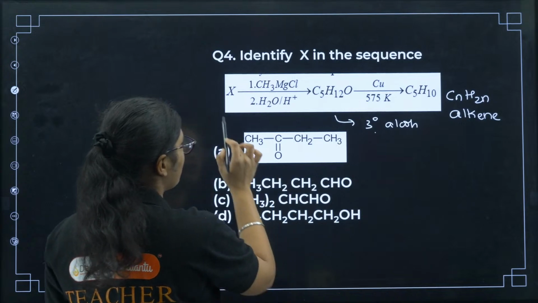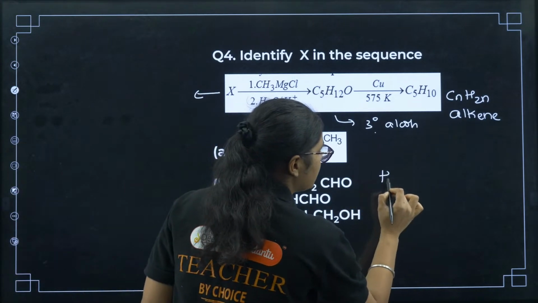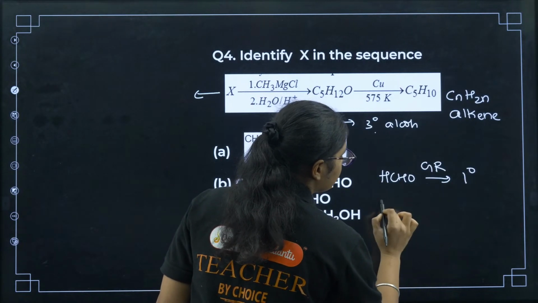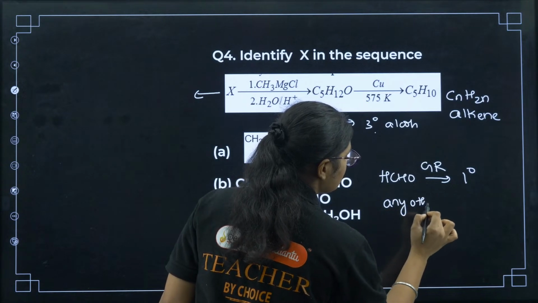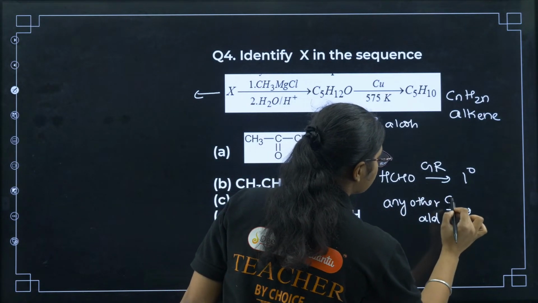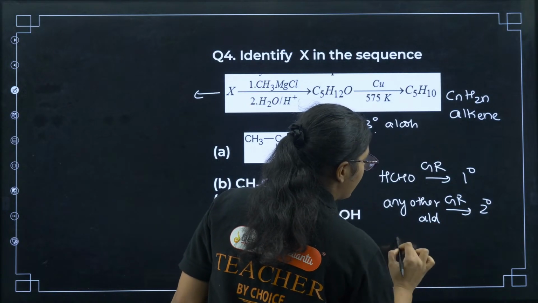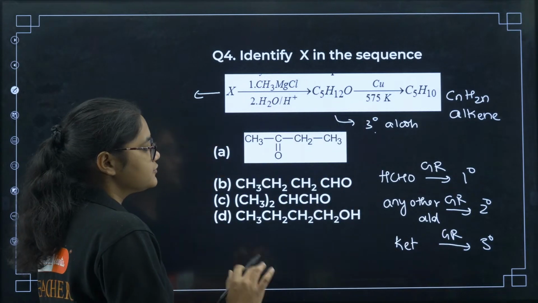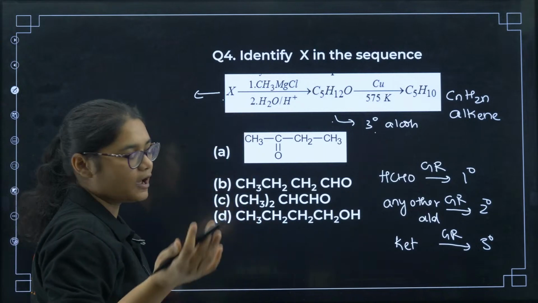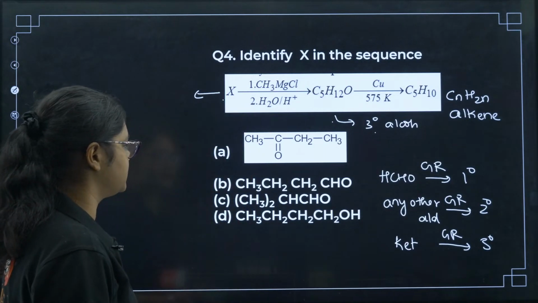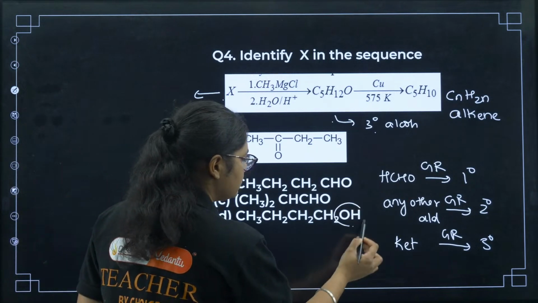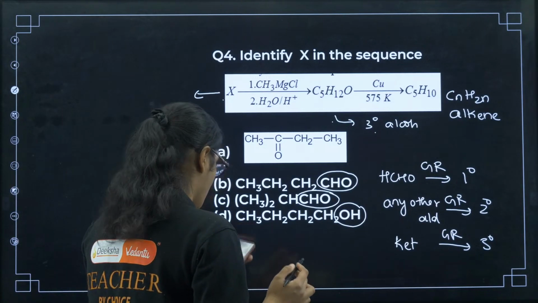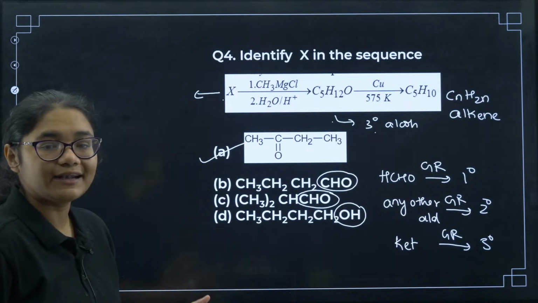If this is a tertiary alcohol, X must be, if you remember, formaldehyde reacting with Grignard reagent gives primary alcohol. If you take any other aldehyde with Grignard reagent, you will get secondary alcohol. And if you take ketone with Grignard reagent, you will get tertiary alcohols. So now we need a tertiary alcohol, so X must be a ketone. From the options, can you identify which is a ketone? This is an alcohol, this is an aldehyde, this is also an aldehyde. So the correct answer for this question will be option A. You have to take a ketone as the functional group.